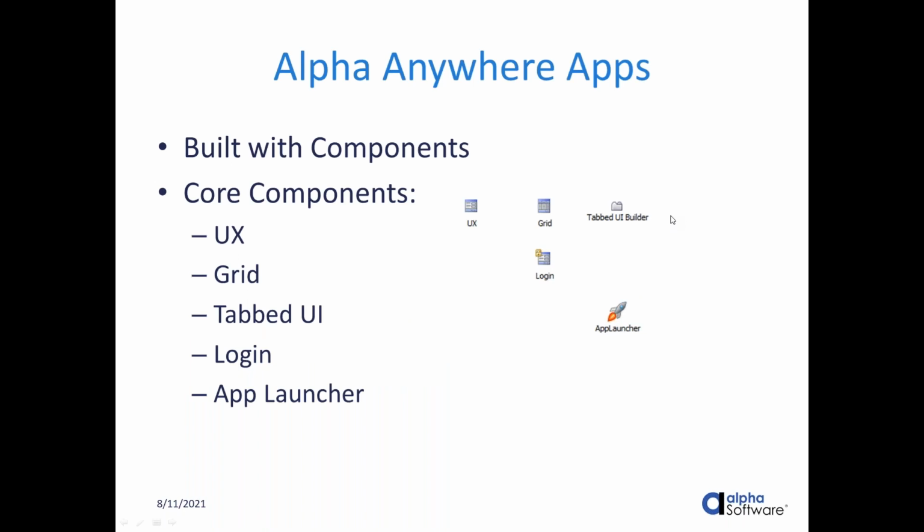So a while back, we talked about what an Alpha Anywhere app is, and an Alpha Anywhere application is built with components, and we have 5 core components in Alpha Anywhere: the UX, the grid, the tabbed UI, the login component, and the app launcher, that last one being one that isn't used very frequently, but is a core component that you can use to build your apps. And today we're going to talk about that first one on the list, the UX.